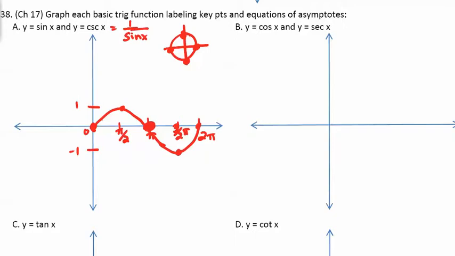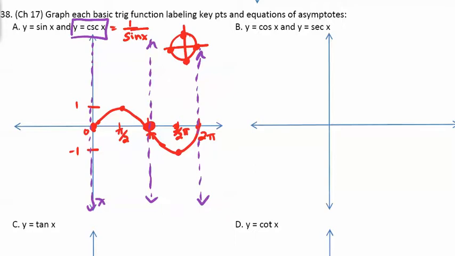So the reciprocal of these very tiny numbers, like this value right here, the reciprocal of a very small number is huge. The problem is, what's the reciprocal of 0? It is undefined. So to graph cosecant of x, everywhere where sine is equal to 0, we will get a vertical asymptote because the reciprocal of 0 does not exist.